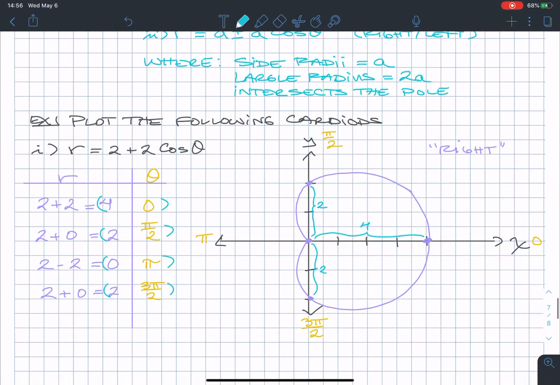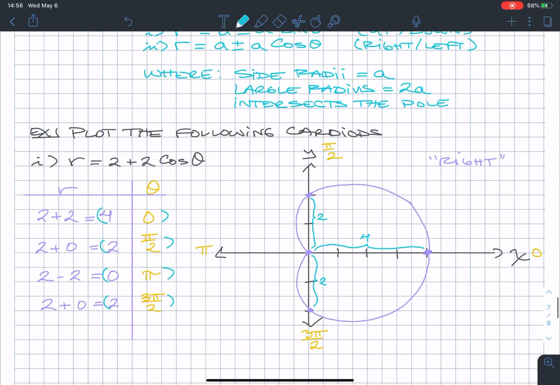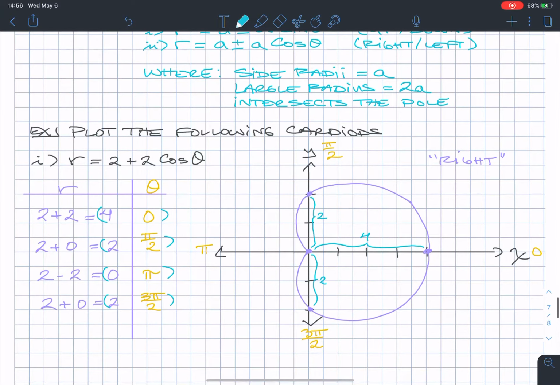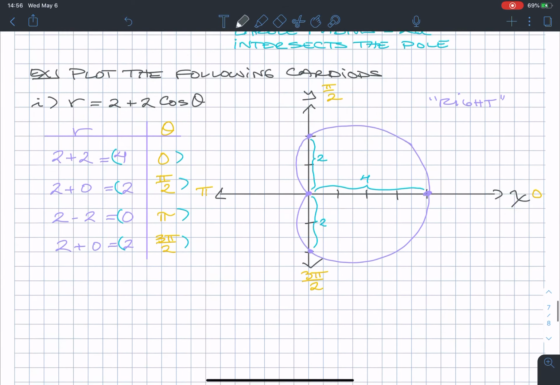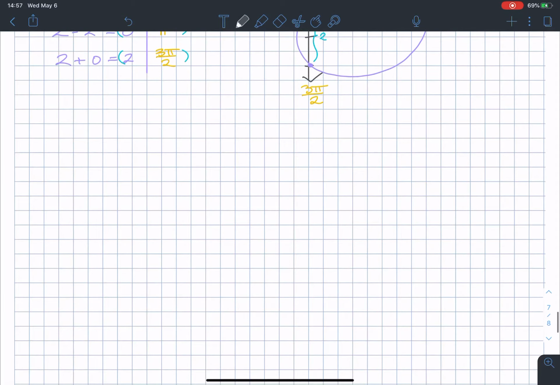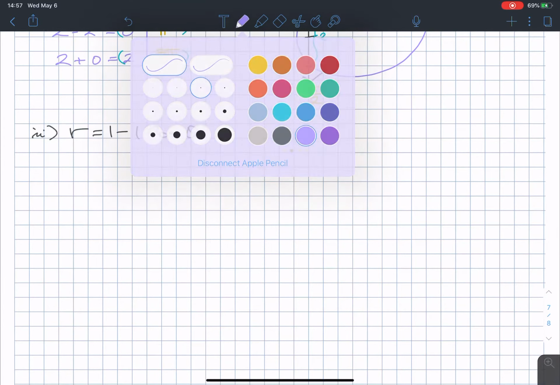Okay, so without any work for the next ones, since I know positive cosine is oriented right, it would make sense that negative cosine is oriented left, and it would make sense that sine is oriented up-down. So without further ado, and without having to plot all these points, let's do number 2. Or maybe I'll do it just to build character. Let's say we have radius is equal to 1 minus 1 cosine theta. So once again, I could do my r theta chart.